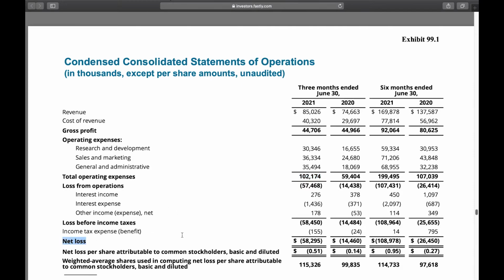And if we look at the net loss here, we see an explosion of net loss. We see that this is more than 3 or 4 times the net loss that we saw year over year. We are basically losing about 3 or 4 times the amount of money we lost in the same quarter last year. So to me, this is honestly not the best and not really what I want to see.